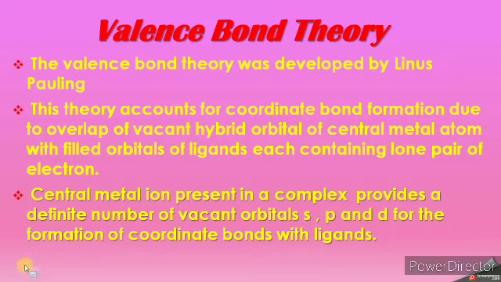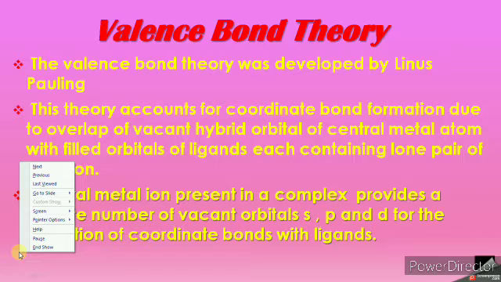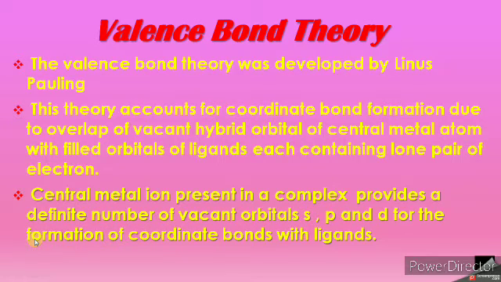There are some postulates of this theory or assumptions. Let us discuss one by one. So valence bond theory was developed by Linus Pauling. This theory accounts for coordinate bond. So what is the meaning of this coordinate bond, that we discuss first.